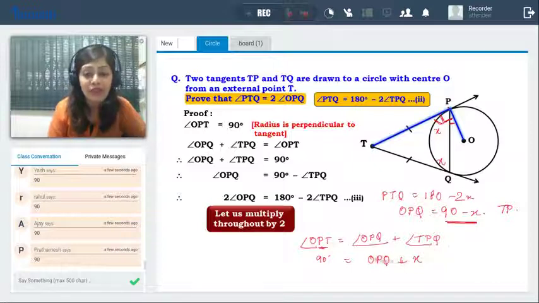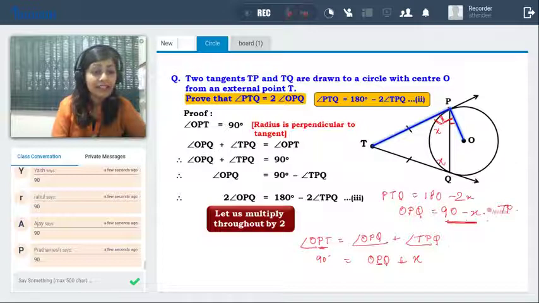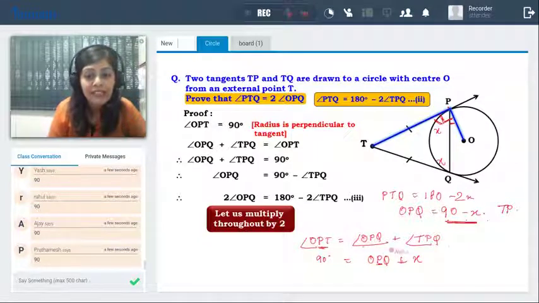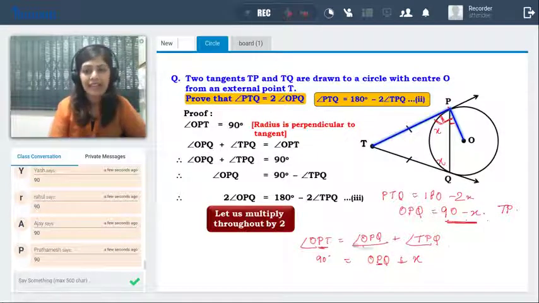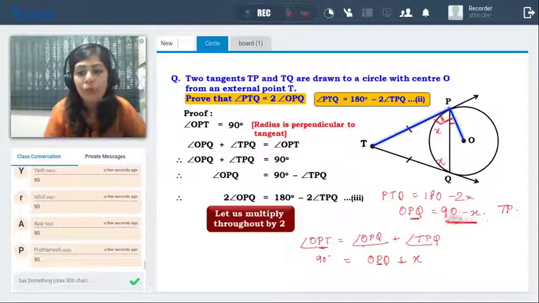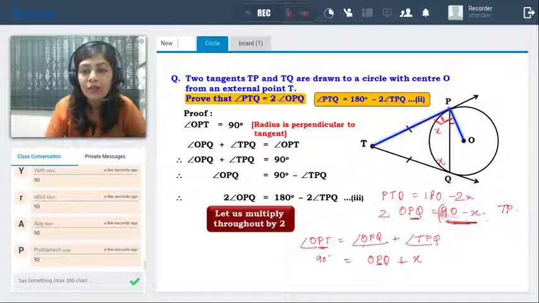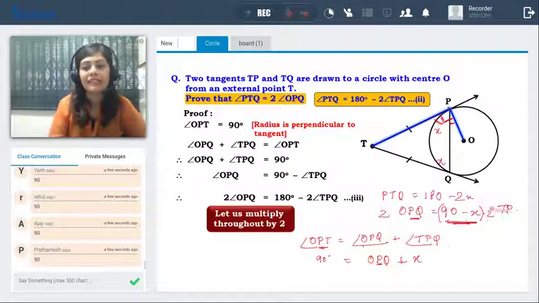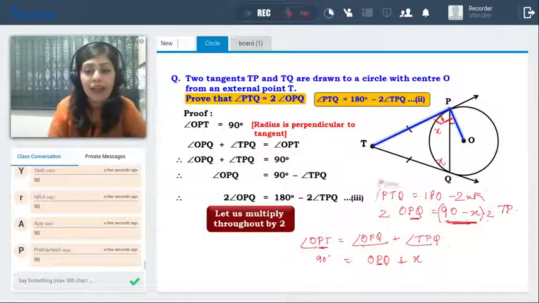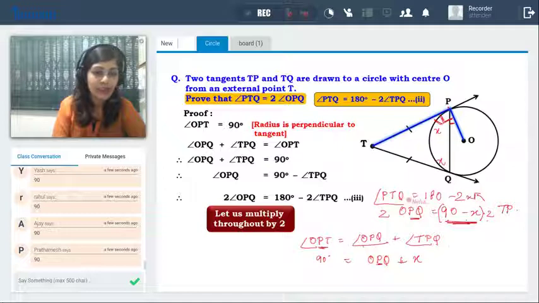And what do we get as the value of OPQ? Just shift X to the other side and you will get the value of OPQ as 90 minus X. Yes, students, the value of OPQ is now going to be 90 minus X. And we can clearly see if OPQ is 90 minus X, 2 times OPQ is going to be 2 into 90 minus X, which is 180 minus 2X, the value of angle PTQ.